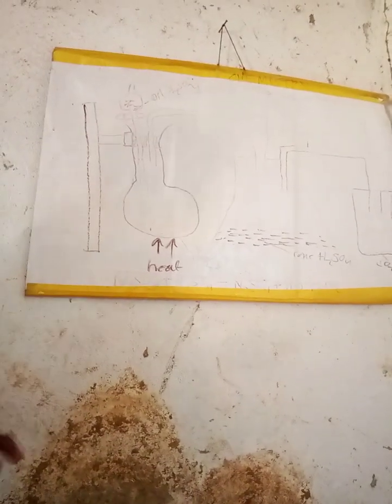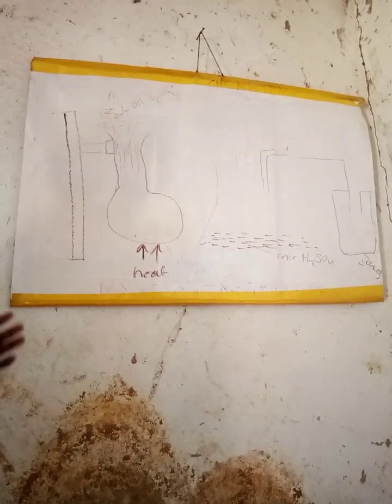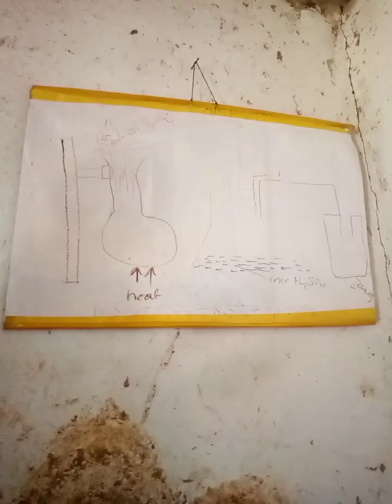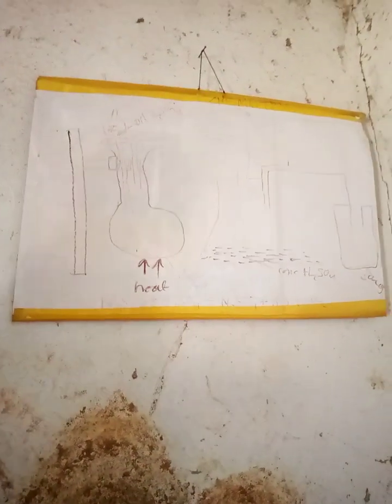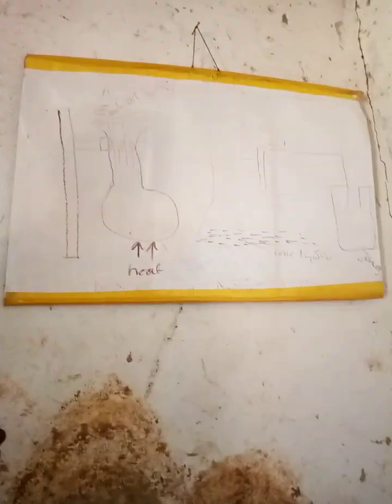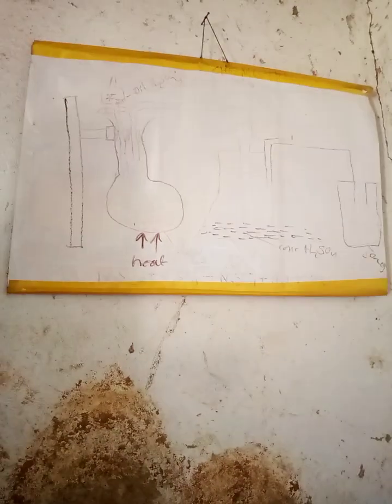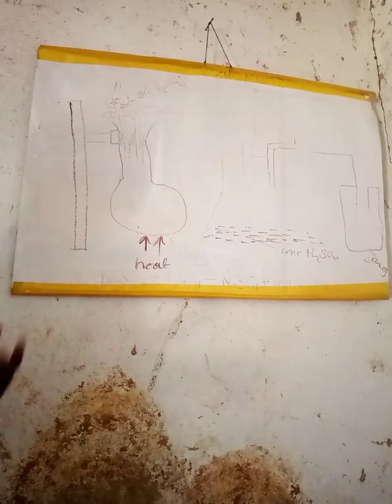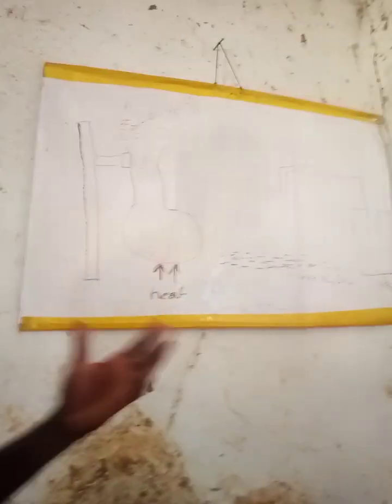Students, we are talking about sulfur and its compounds, and today we are going to talk about oxides of sulfur. From the oxides of sulfur, we are going to start with sulfur oxide. This is a simple setup showing how sulfur oxide gas is obtained in the laboratory.